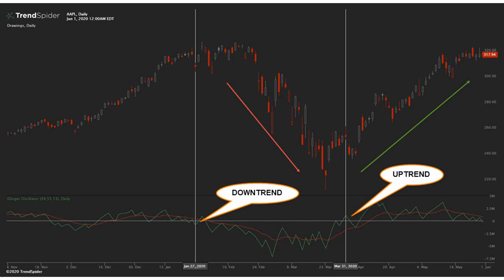Which means if the green line is above the zero line, you're looking for longs. If it's below, you're looking for shorts. Now, if you are an aggressive trader, you may buy or sell when that trend changes direction. And that would keep your strategy pretty objective and fairly mechanical.